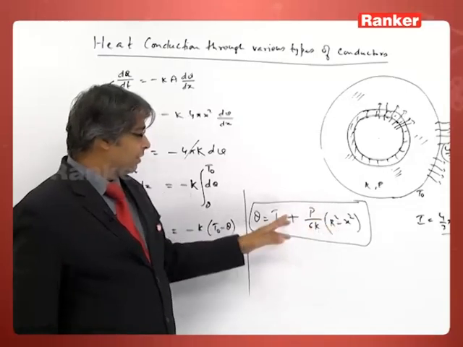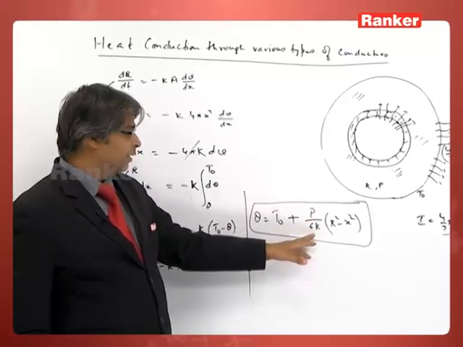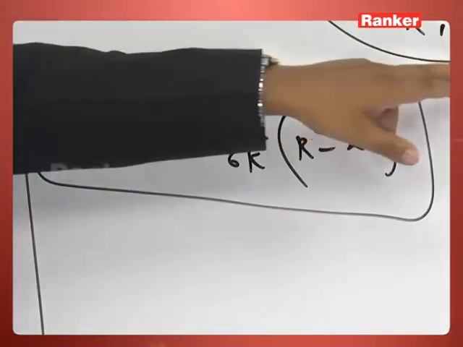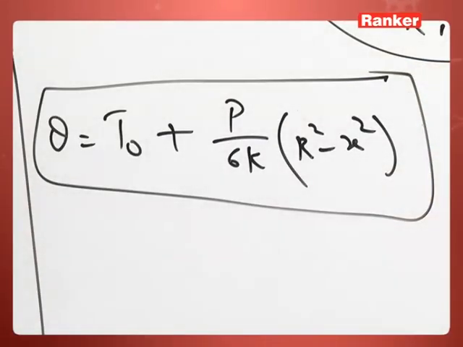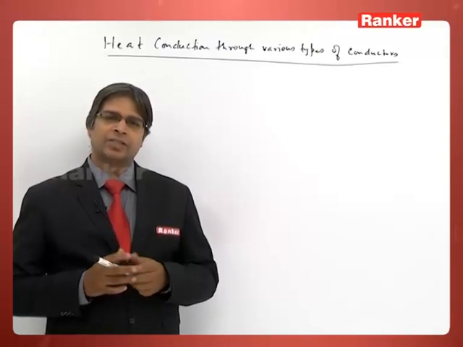The highest temperature will be when x is 0, that is T naught plus p by 6 k, and as you go on, the temperature will decrease and the least temperature will be on the surface, that is T naught. Take one more example of a cylindrical shell.